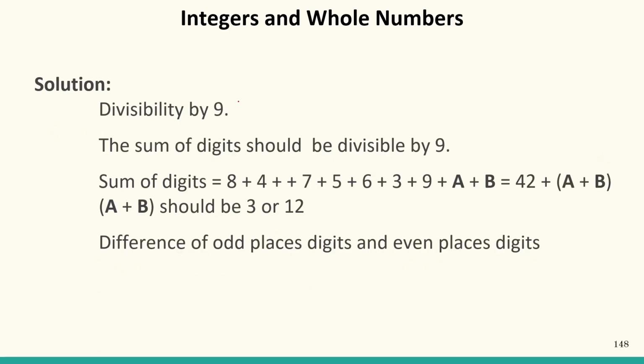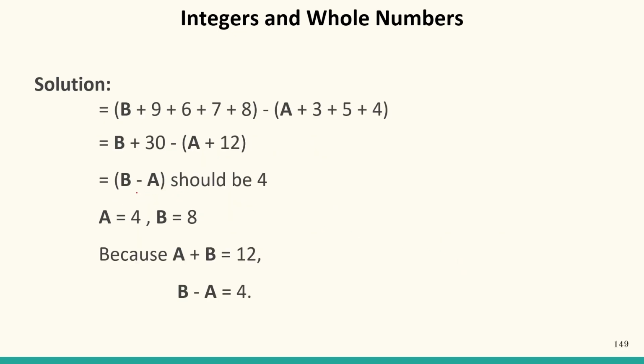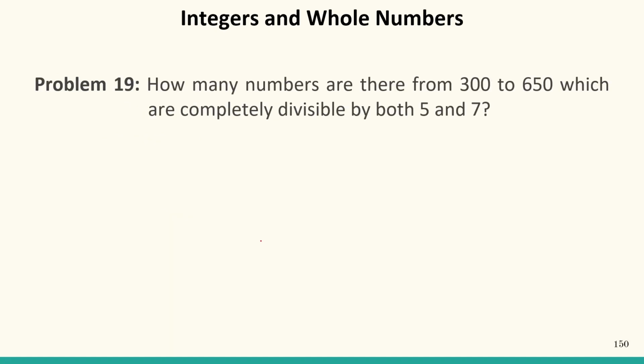Okay, so divisibility by 9: the sum of digits should be divisible by 9. So the sum of digits is equal to what? This will be 42 plus a plus b. So a plus b should be 3 or 12. Now the difference between odd places digits and even places digits: b minus a should be 4. Because b plus 9 plus 6 plus 7 plus 8 minus a plus 3 plus 5 plus 4 is equal to b plus 30 minus a plus 12. So a plus b is equal to 12 and b minus a is equal to 4.